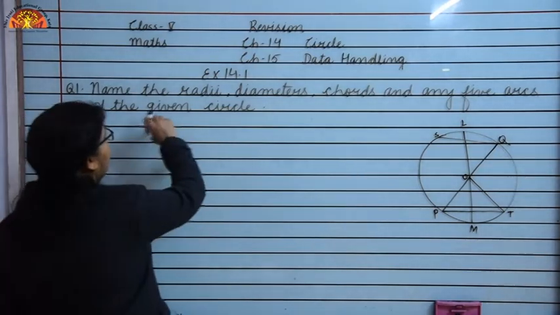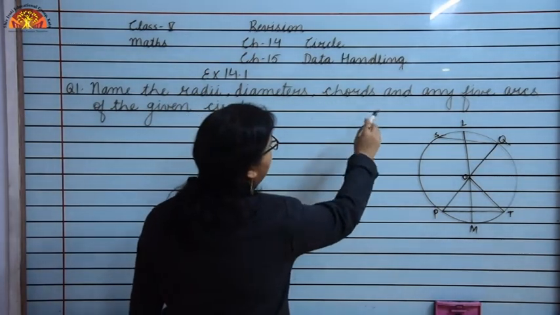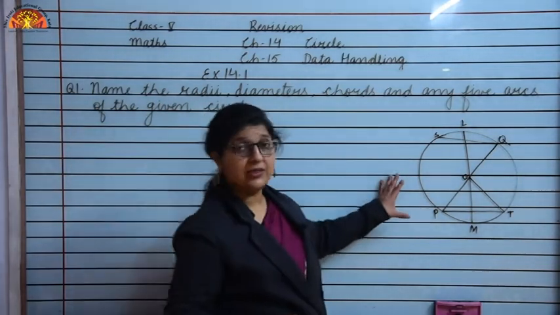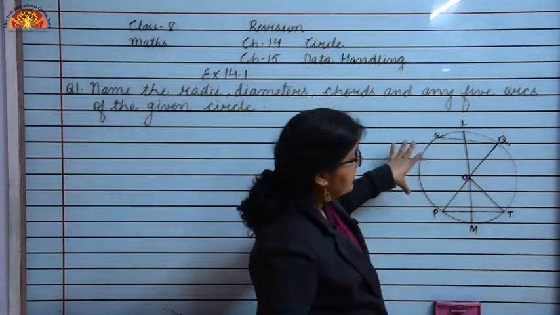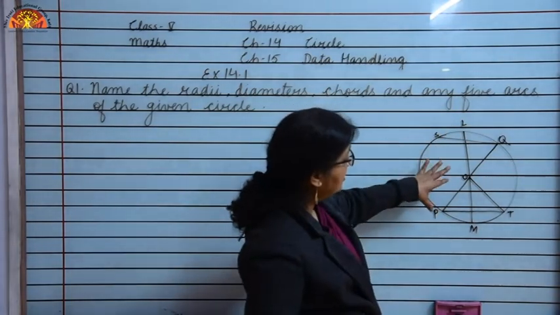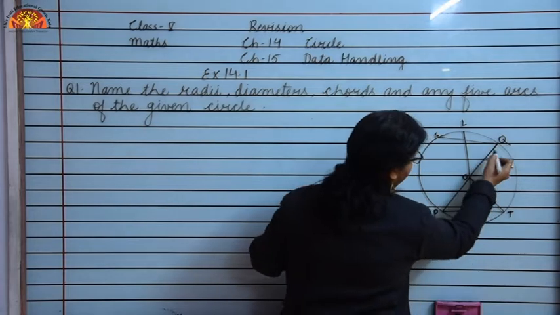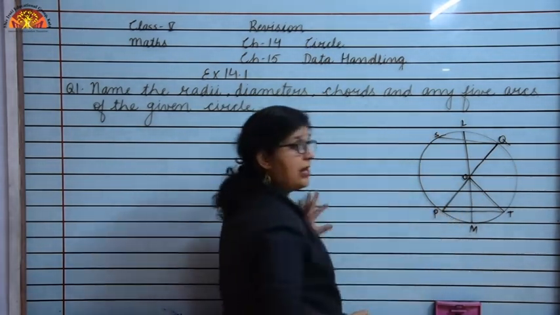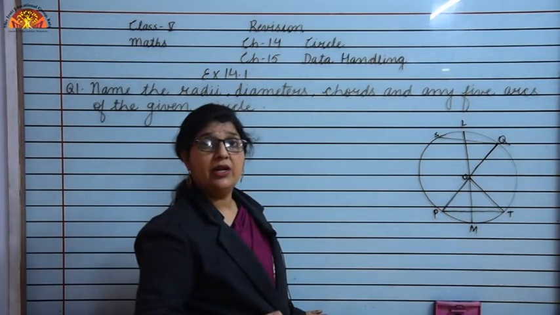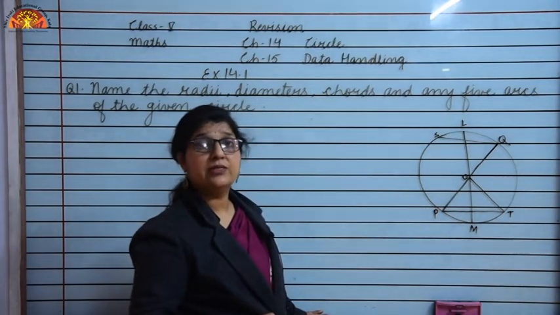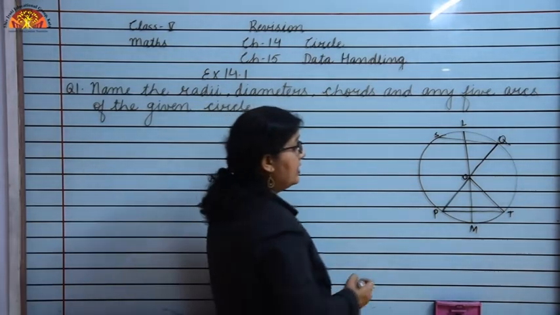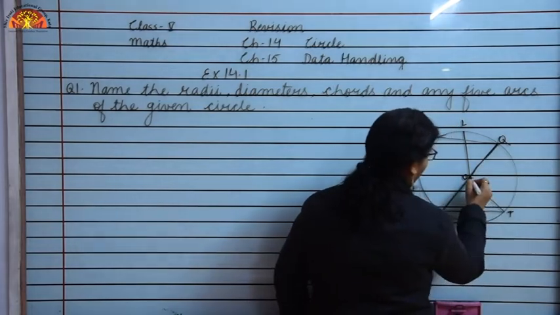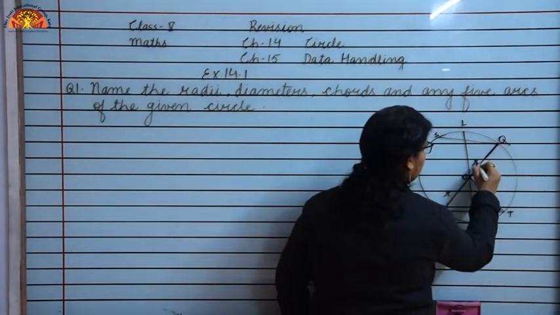Question number 1. Name the radii, diameters, chords and any 5 arcs of the given circle. This is the circle and we have this figure and we have diameter PQ. PQ is the diameter because it passes through the center. This is the special type of chord which is called diameter, and diameter is always twice the radius. In this figure OQ and OP are the radius of the circle.